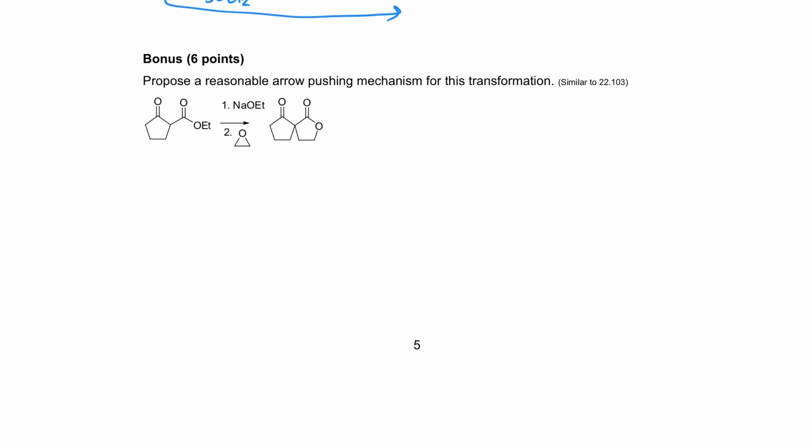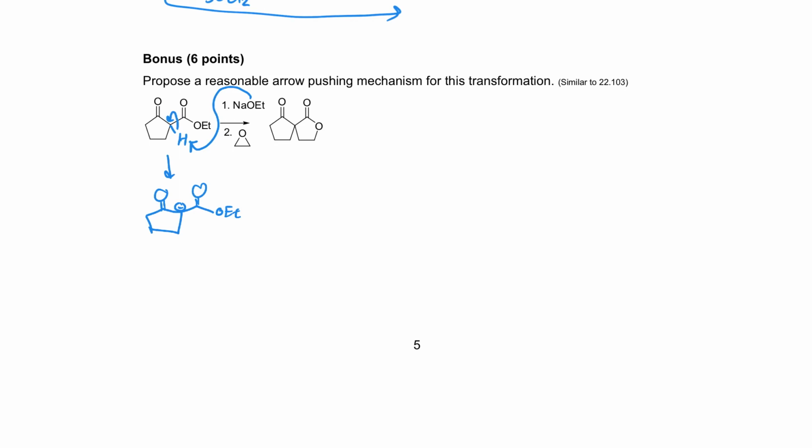All right, on to the bonus. The bonus turned out a lot better than previous bonuses. I was happy that a lot of students had no trouble with this one. If you recognize that there's sodium ethoxide, that's a strong base, we can remove this doubly alpha hydrogen. Most students had no trouble with that.